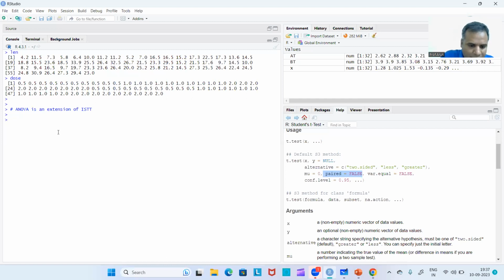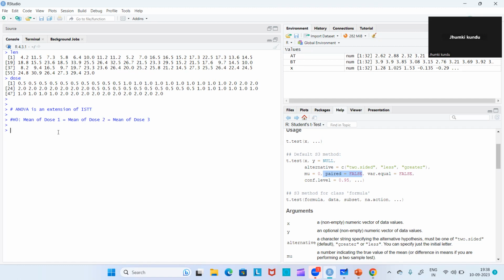So in ANOVA, what will be the null hypothesis? Come on, Manoranjan ji, can you respond? Can anybody frame the null hypothesis in ANOVA? Mean of dose 1 is equal to mean of dose 2 is equal to mean of dose 3. Agreeing? Yes, sir.